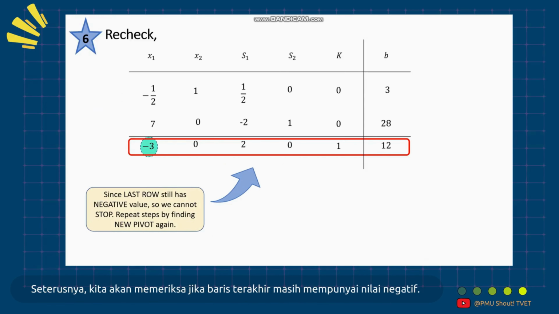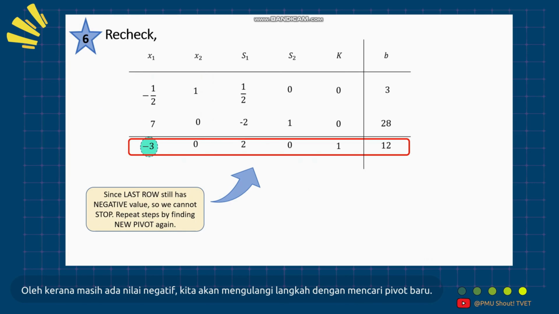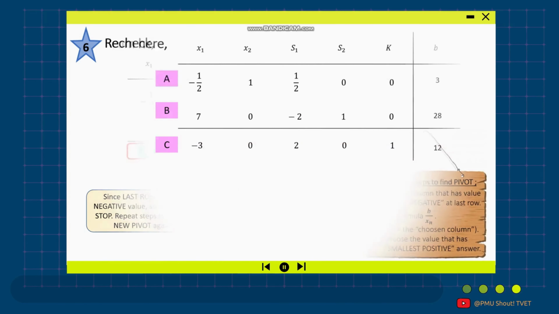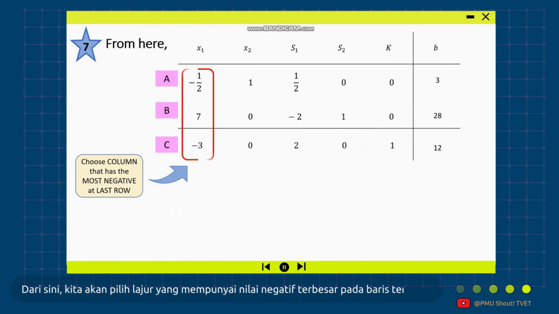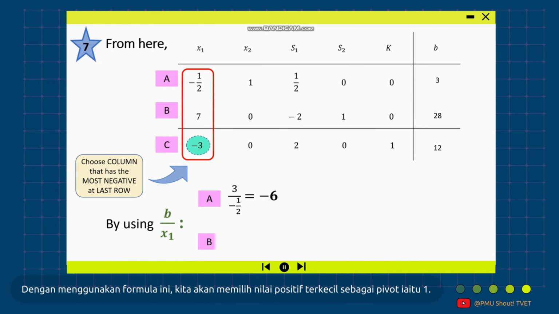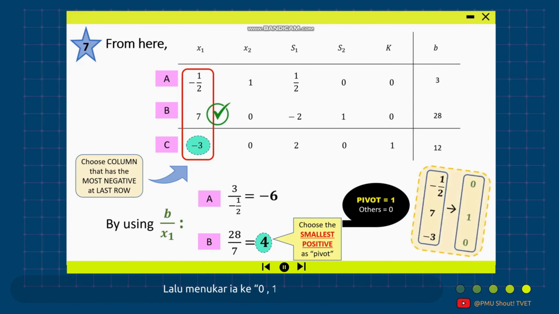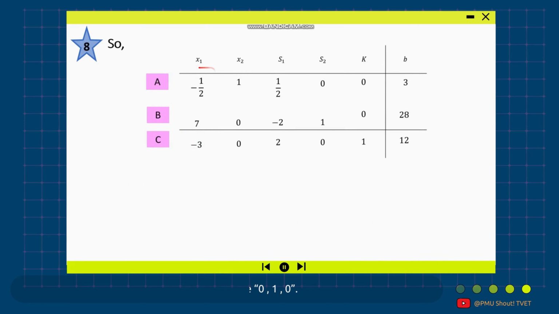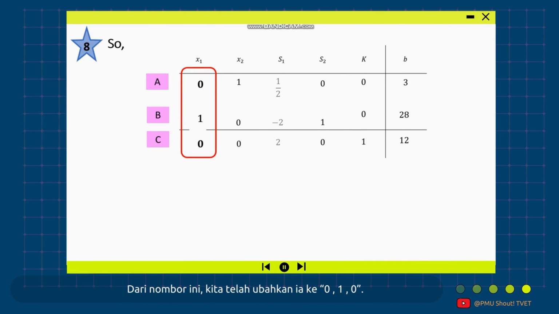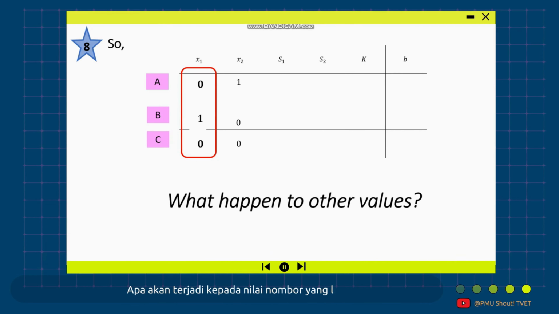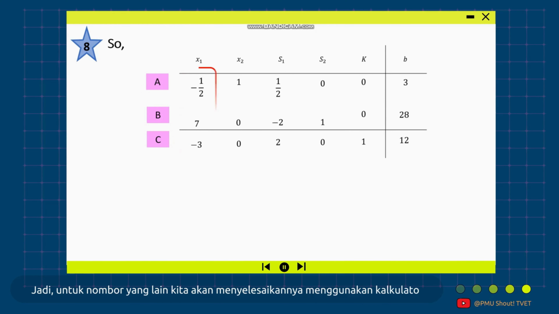Next we need to recheck. Since our last row still has a negative value, we cannot stop. Repeat the step by finding a new pivot again. From here we need to choose the column that has the most negative value at the last row. Using this formula, you choose the smallest positive as the pivot, which is 1, so we change it into 0, 1, 0. So what will happen to the other values? For the other values we will use the calculator to find them.